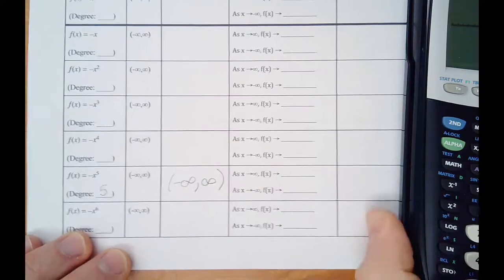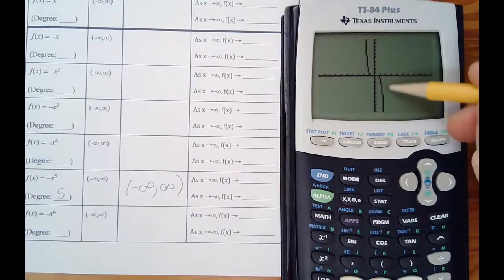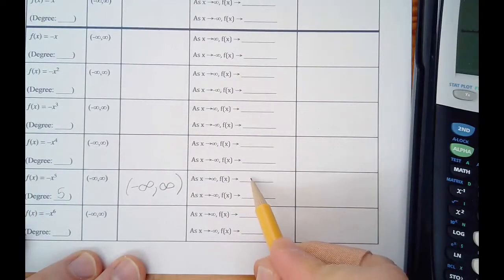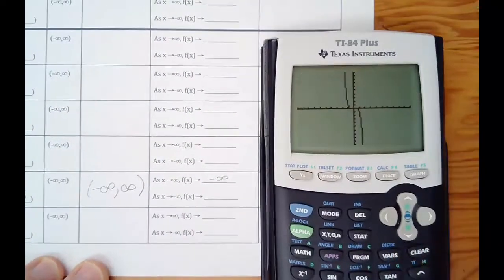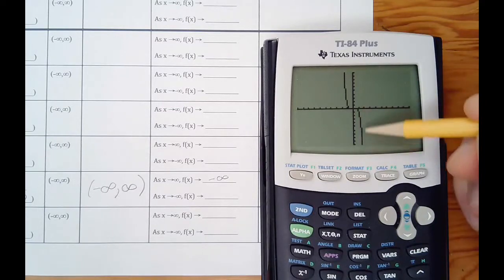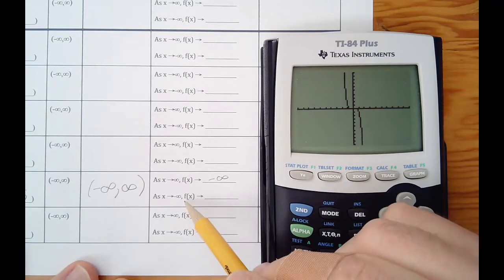Okay? And then the end behavior, so as we go to the right, it goes down forever. So as we go to the right, that means y goes to negative infinity, right? So as we go to the right, as we go to positive infinity, y, or f of x, is going down forever.